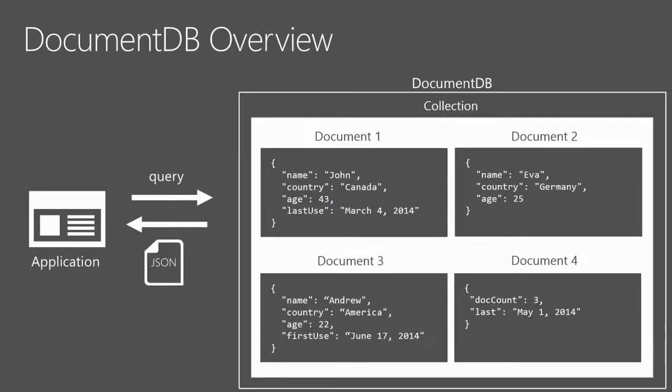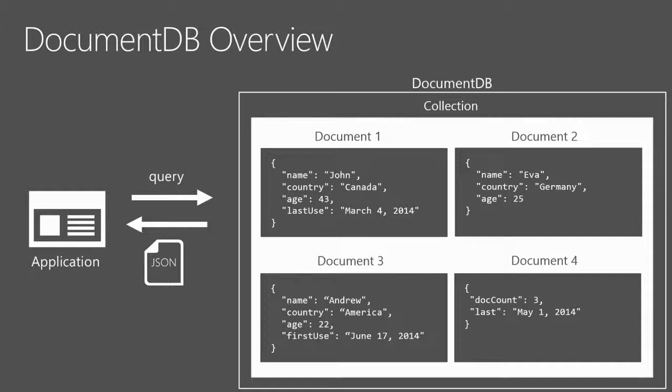There we go. So how does this actually apply to DocumentDB for those that are curious? As you can see with document 1, this is the same document I showed you before. It has John, Canada, 43, March 4th, 2014. As you can see with document 2, it is slightly different. You don't see the last use property.